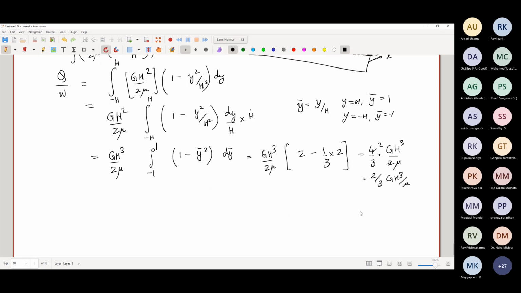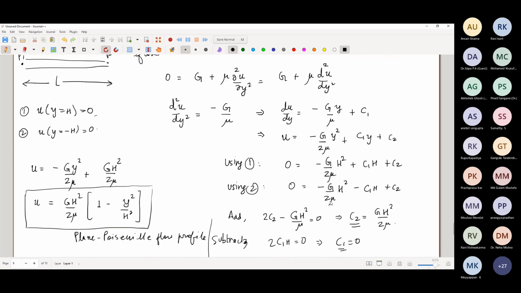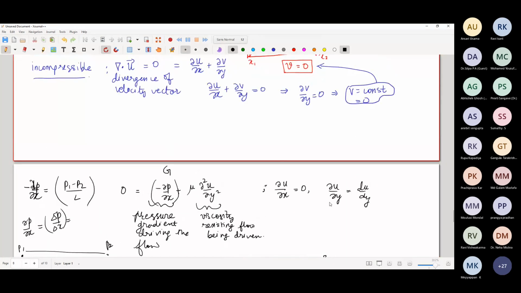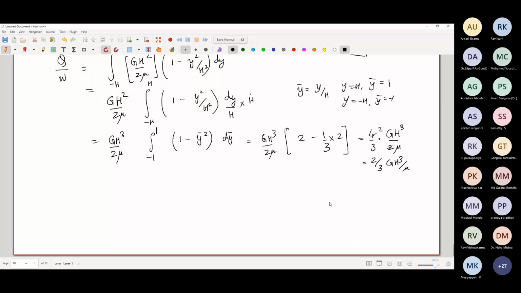I'll give you a handout for how to do this derivation for Poiseuille flow, which is for flow through a circular tube, a closed tube. I will give that as a handout so that you can take your time and have a look at it. You don't have to rush through a derivation. Okay.